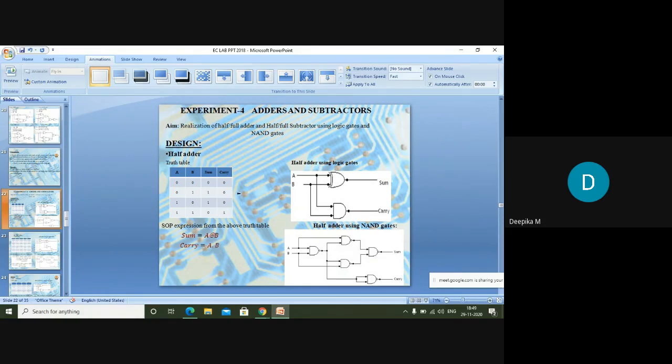And coming to the carry, this column is with respect to the AND gate, that is A into B. So how do I get the sum of the two bits? By using the XOR gate. If I give the two inputs A and B to the XOR gate, then I can obtain the sum. If I want carry, then I have to use the AND gate. It multiplies and gives you the carry. So this is nothing but the half adder circuit using logic gates.